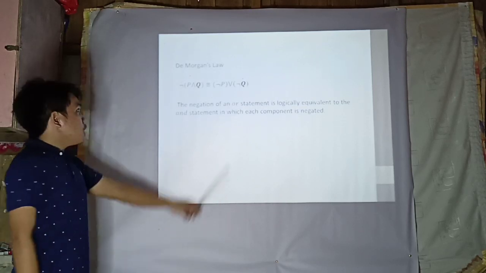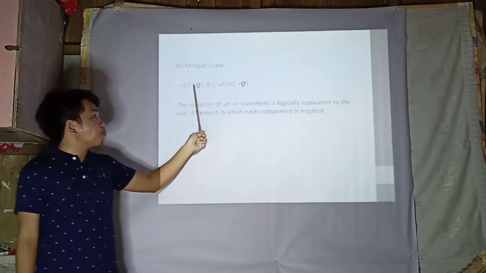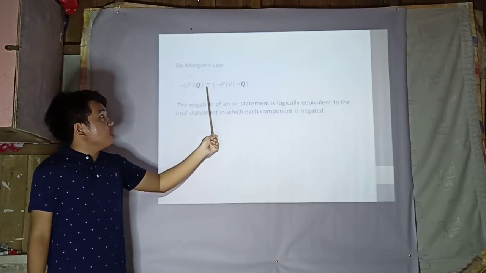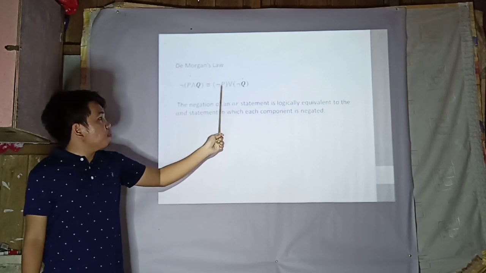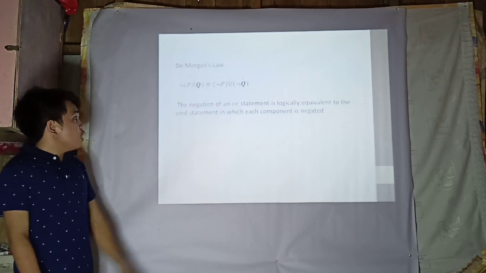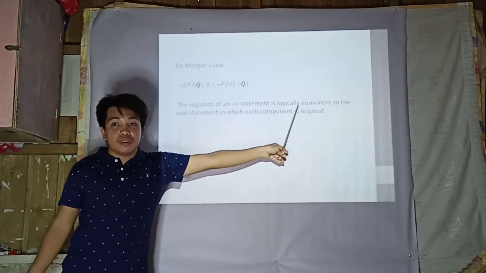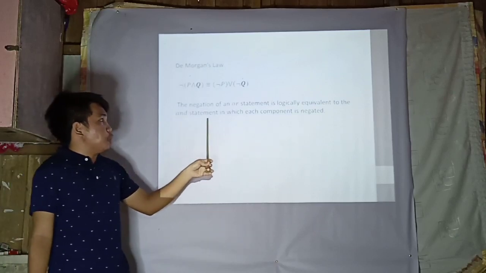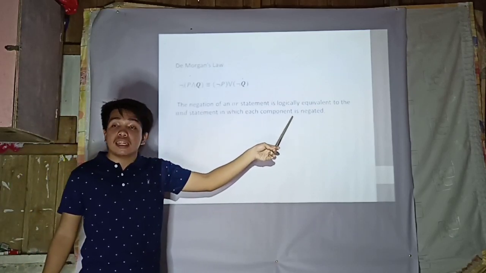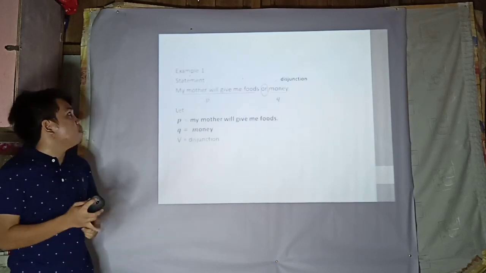Okay. So the formula is: the negation of P or Q is equal to the negation of P and the negation of Q. So the negation of an OR statement is logically equivalent to the AND statement in which each component is negated. So, example.